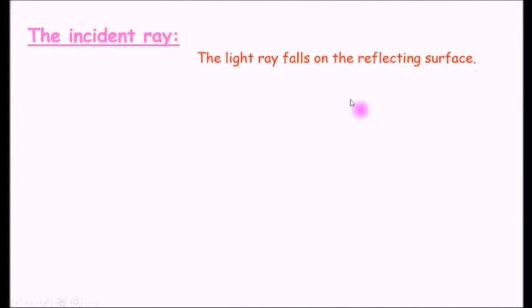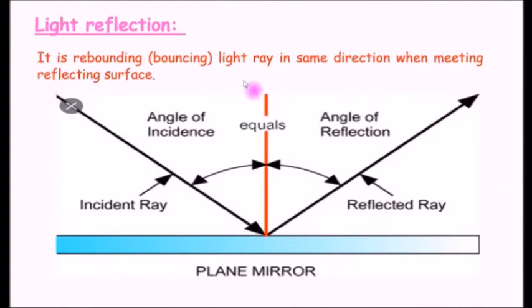Firstly, incident ray. What is meant by incident ray? Incident ray is the light ray that falls on the reflecting surface. Let's see together. This is the incident ray. The ray falling on the reflecting surface, which in this case is the plane mirror, is called the incident light ray.